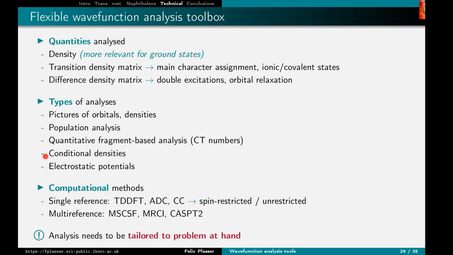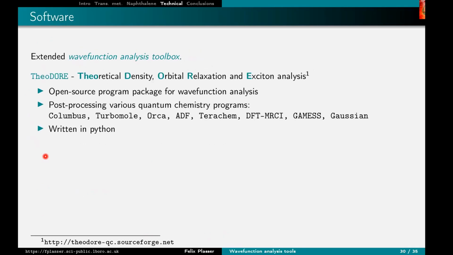So here the point is that there's not a one-size-fits-all solution, but the analysis needs to be tailored to the problem at hand. And now, how can we create a framework that gives us this flexibility? And there are actually two tools. One is called Theodore, Theoretical Density Orbital Relaxation and Exciton Analysis, which is an open source program for post-processing quantum chemistry programs. This is written in Python, where the nice thing is it's easy to write new interfaces. So that's why so many programs are interfaced.